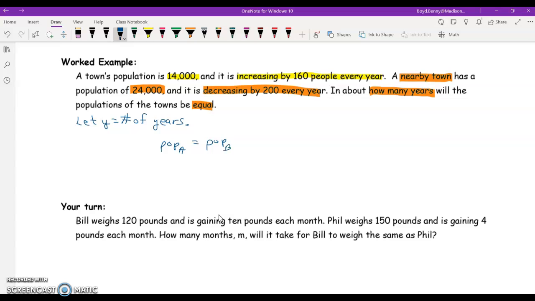So to set that up, the population for town A, we'll call this town A over here, the first one, would be 14,000. We started with 14,000 people. It's increasing, so we're adding 160 people per year times the number of years. For the population of town B, it's starting with 24,000, but it's decreasing, so we're going to subtract 200 people per year times the number of years. And so there we see our equation, and we just need to solve that equation to find our solution.